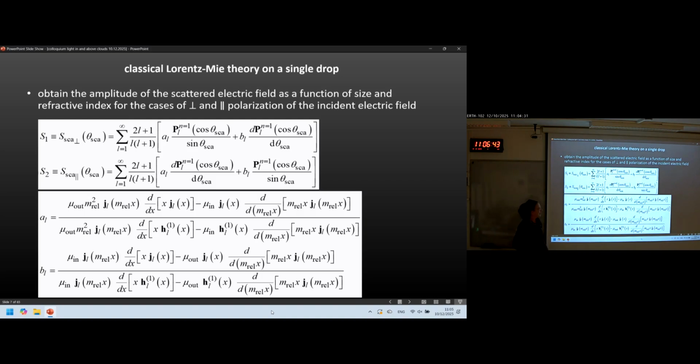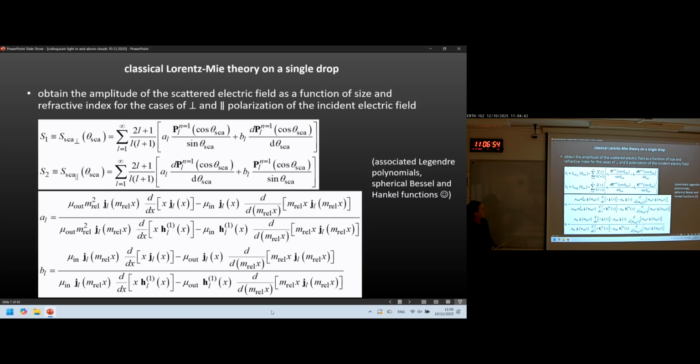So it's actually quite fun. We have inside of these expressions associated Legendre polynomials and spherical Bessel and Hankel functions. It really is a lot of fun. This is what it looks like. We have the solution for the amplitude of the electric field that has been scattered with two polarizations.